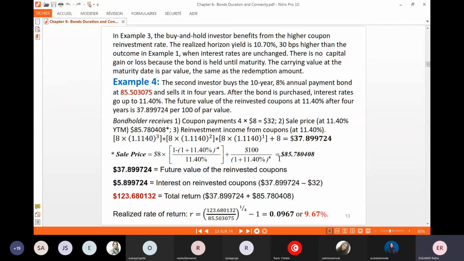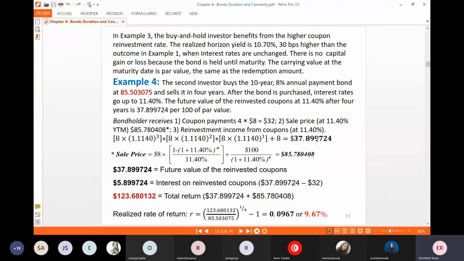The future value of these coupons is $37.89. He will sell his bond 4 years from now, as we said. The sale price will depend on the current market interest rate at the date of the sale.